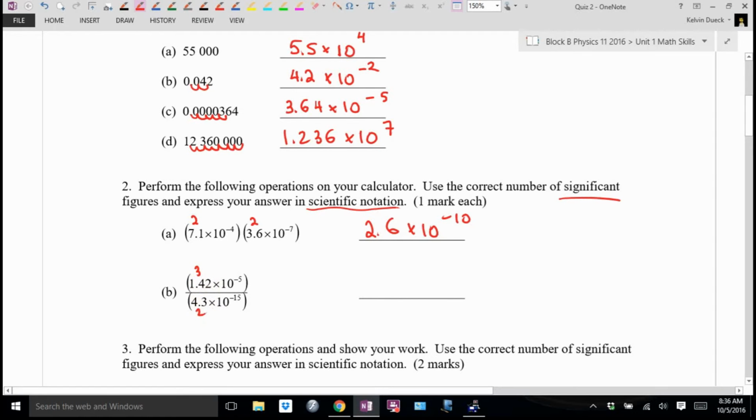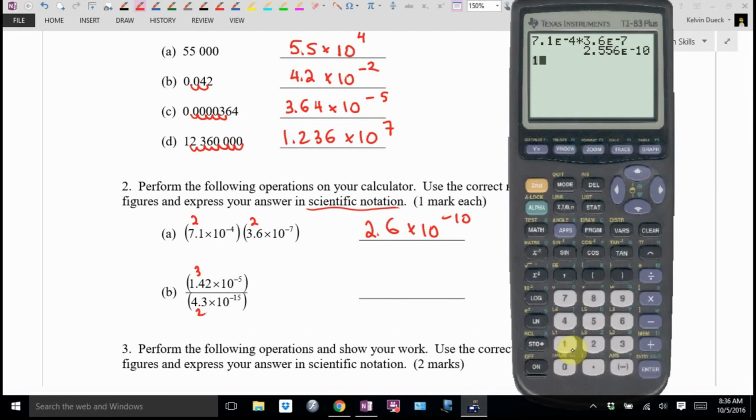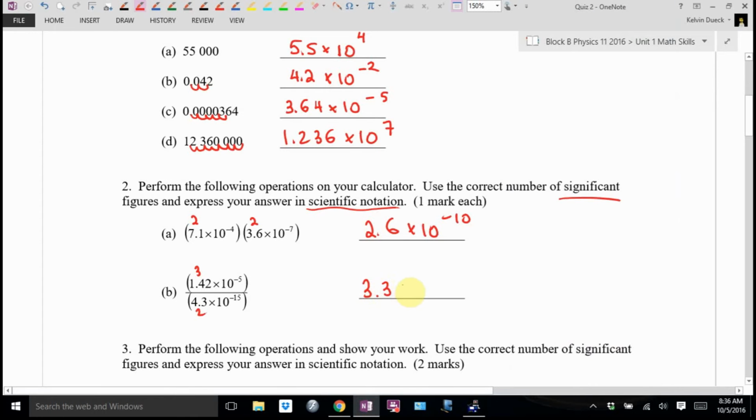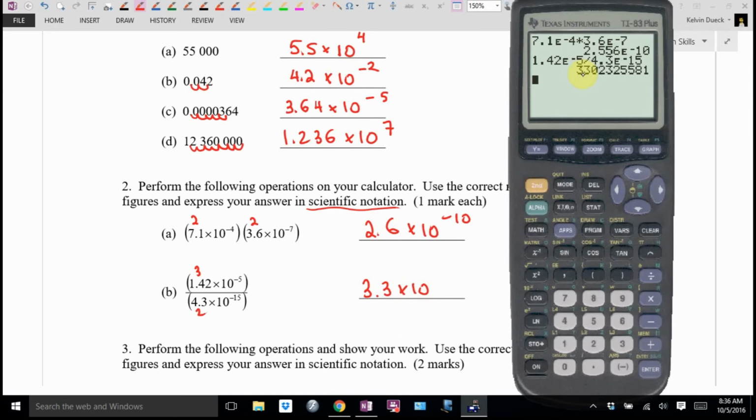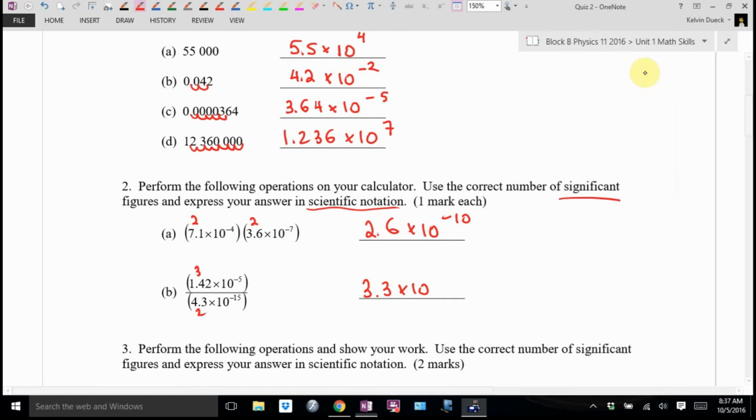3 sig figs, 2 sig figs. I'm going to round to 2 sig figs. 1.42, scientific notation button -5, divided by 4.3, scientific notation. And I get, how many sig figs did I say I was going to round off to? So I'm going to round off to there. Is the 3 going to stay? Oh, it's a 0. 3 is going to stay a 3. So in scientific notation, because that's what it wanted, it's going to be 3.3 times 10 to the 9. 1 mark each.